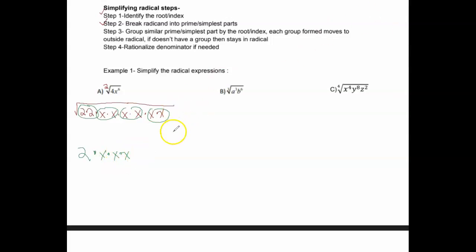Anything that doesn't get a group stays inside the radical. So I end up with 2x to the 3rd. So this was asking us for groups of 2.